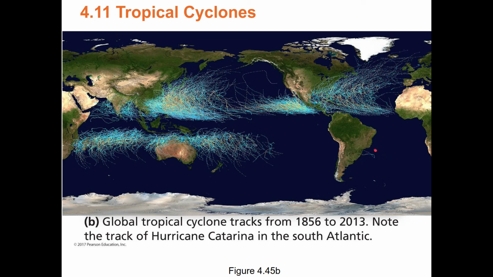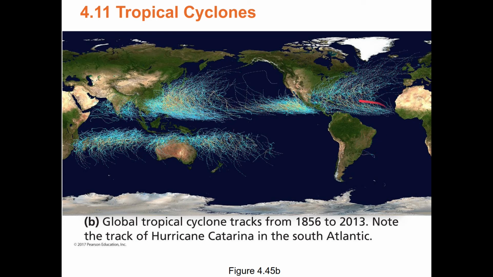The South Atlantic is very small compared to the Pacific. So the larger the ocean is, the warmer the water can get. As the water moves with the trade winds across the equator, it gets warmer and warmer and warmer. The Atlantic is small enough that they've only had one. That was 2005 Hurricane Katrina.